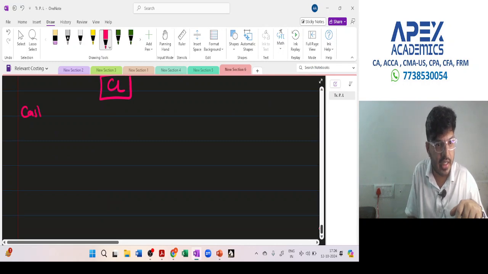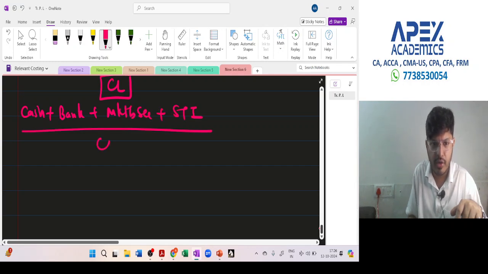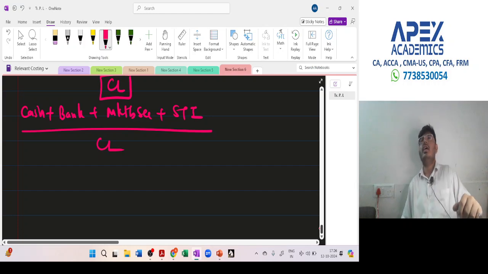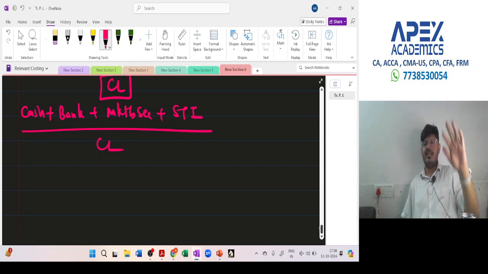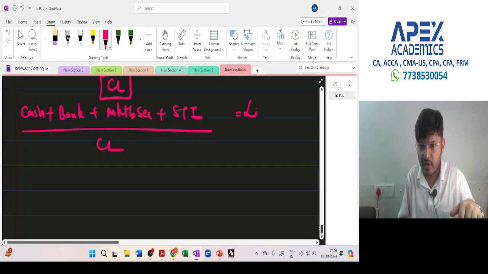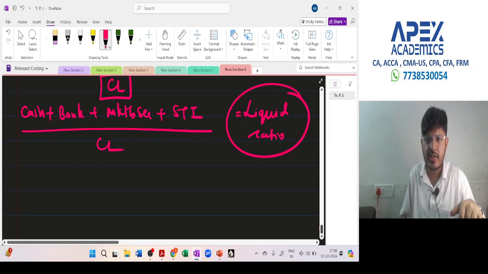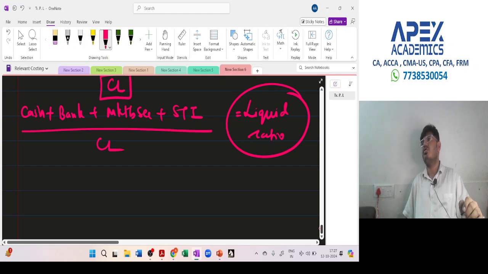What I am trying to say is, is your cash plus bank plus marketable securities plus short term investments good enough to meet your current liabilities? Can you pay off your current liabilities by using these four? If the answer is yes, then you have that kind of liquidity. This is referred to as liquid ratio.